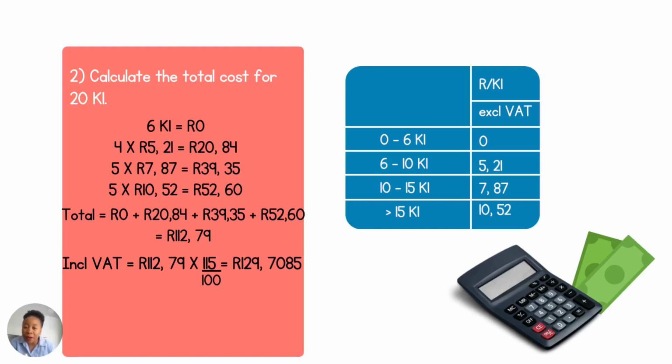If you want to find the price excluding VAT, you will swap the denominator and the numerator, and so you'll have 100 over 115. So 112.79 multiplied by 115 over 100 will give you 129 rands 7085. We still haven't rounded off yet, but to get to the final answer, we'll round that off to 2 decimal places because people pay up to 2 decimal places, really. So we have 129 rands 71 cents.